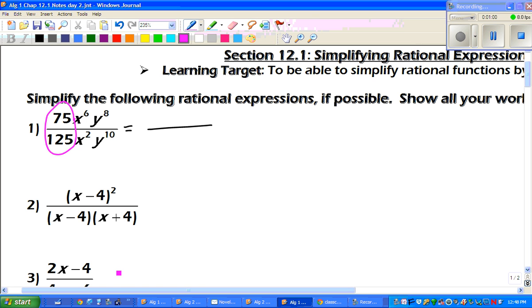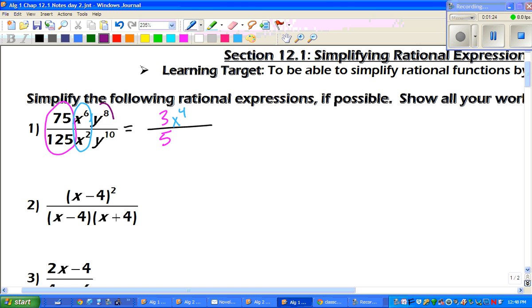Can we reduce 75 and 125? We can. We can divide it by 25 and we get 3/5. Okay, now look at your x's. Who wins, the top or the bottom? Well, the top wins, and the top wins by 4.